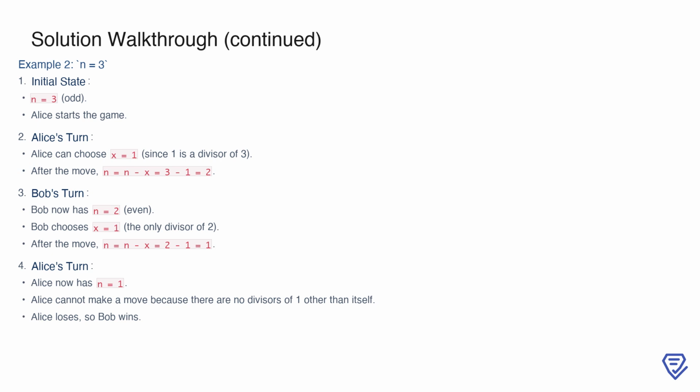On Alice's next turn, she is faced with n equals 1, and like before, there are no valid moves for her since the only divisor of 1 is not allowed. Alice loses the game, and Bob wins. Thus, the output here is false.